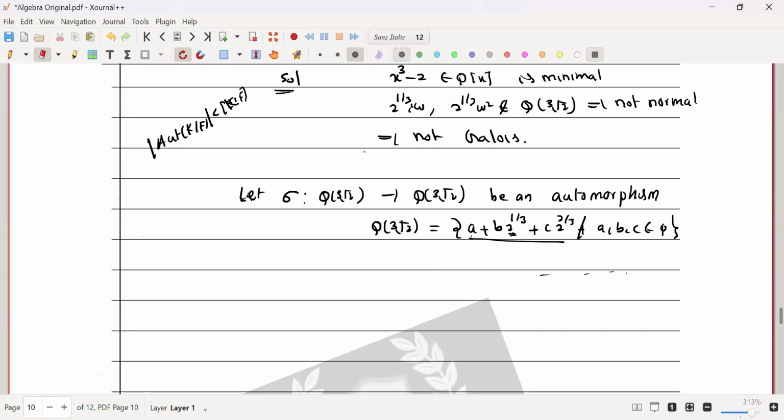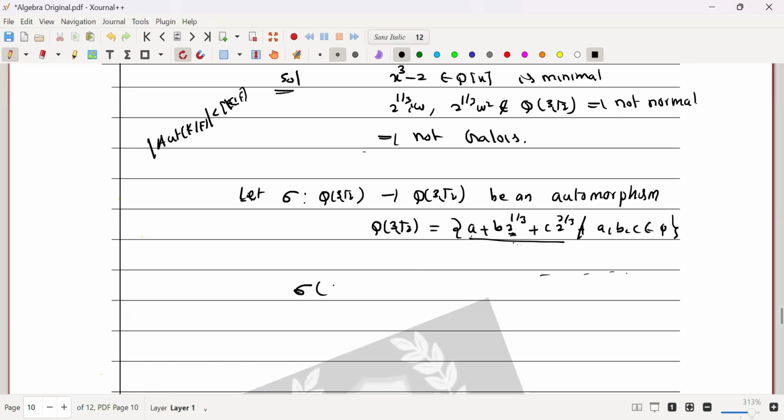So there are only three variables. Therefore 1, 2 power 1 by 3, and 2 power 2 by 3 are the basis elements for Q of cubic root of 2. So take any element in this and find the image.